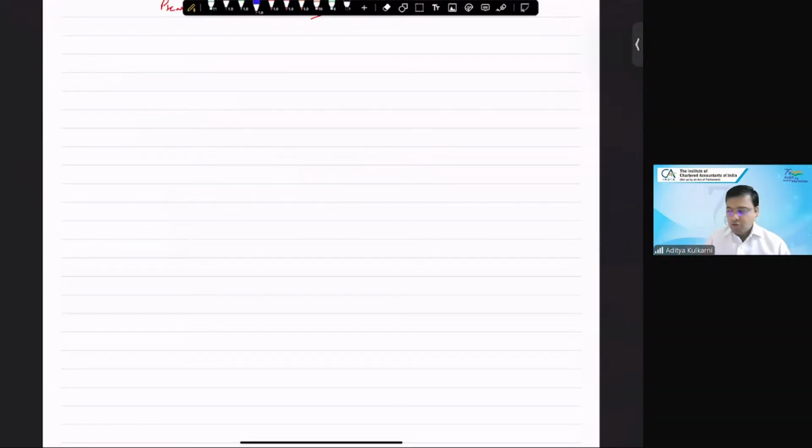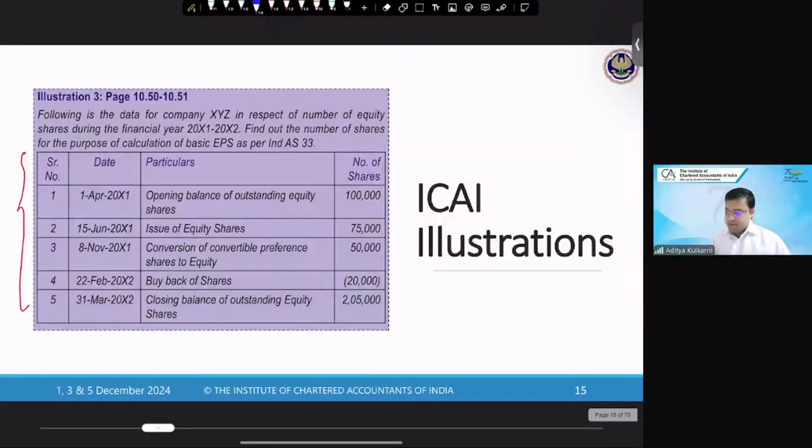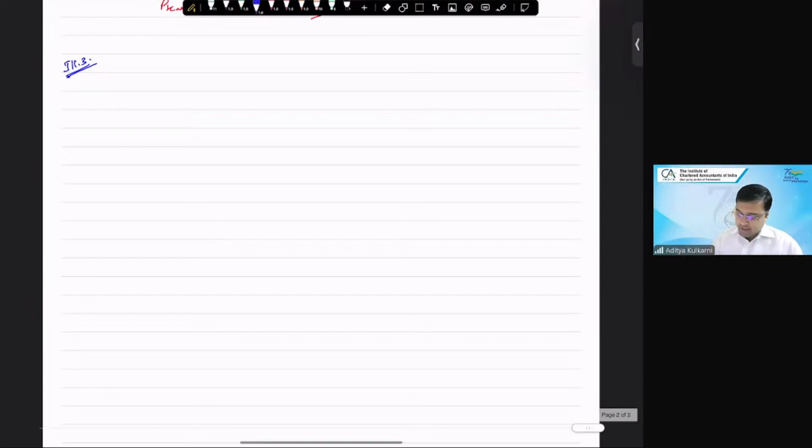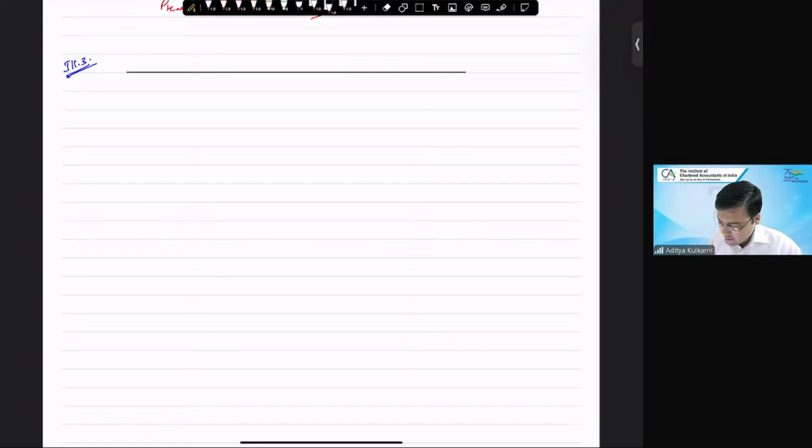Okay, there are two approaches to do this. This is illustration 3. So opening balance of outstanding equity shares, these were there for the entire year. So you can take it as, let us first put the facts in place, so I don't have to revisit it again and again.